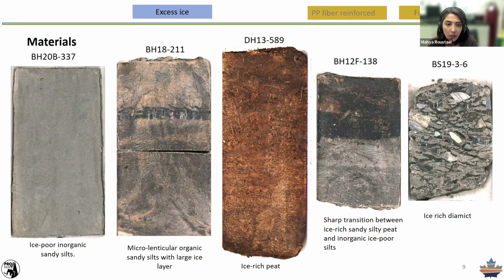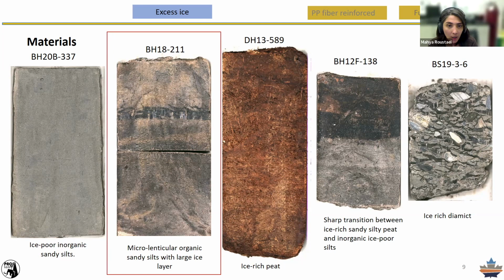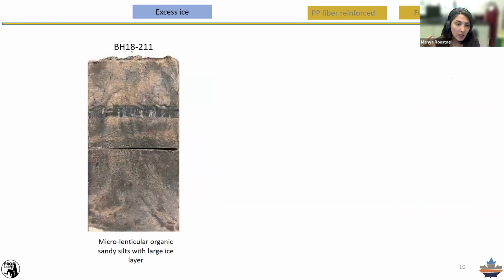In this project, we grabbed 5 different cores from 5 different soil types. We had an ice-poor silty soil. We had a very good sandy silt, with a good layer of ice. We had a tall ice-rich peat, a transition core between silt and organic material, and the diamicton core. And today I'm just showing the results of one of these cores, which is our ice-rich silt core.